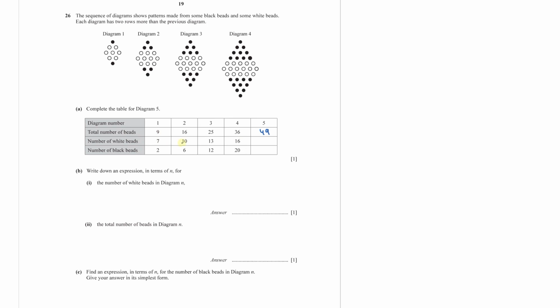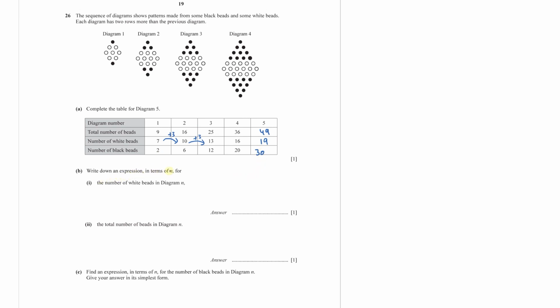And then for the number of white beads, you're adding 3 to get the next term. So you add 3 to 10, you get 13. Then 13 plus 3 is 16, and then 16 plus 3 is 19. So this will be your number of white beads, and then the number of black beads is 2, 6, 12, 20. If you look closely, this row is actually the subtraction of the other two rows. So 36 minus 16 is 20, 25 minus 13 is 12, 16 minus 10 is 6, 9 minus 7 is 2. So 49 minus 19 will give you 30.